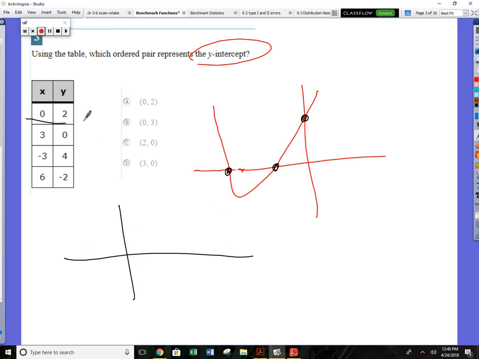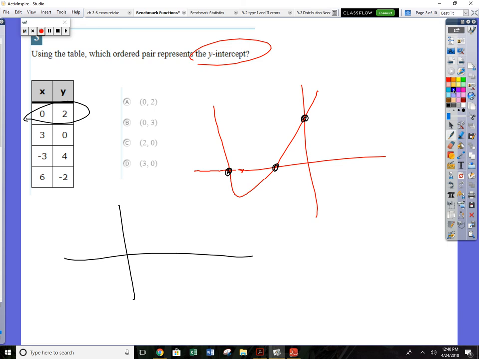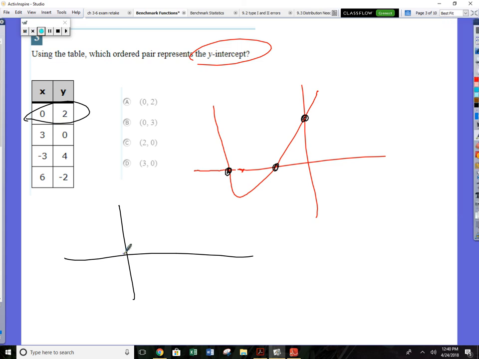So let's test this out. If I graph this dot, (0, 2), that means I go 0 and up 2. Over to (3, 0). Left 3, up 4. Right 6, down 2. So it looks like a linear function, all these dots look like they're going to fall on a straight line. Now, which of these dots is the y-intercept? That is the dot that is on the y-axis. So this guy is our answer. And that is A.